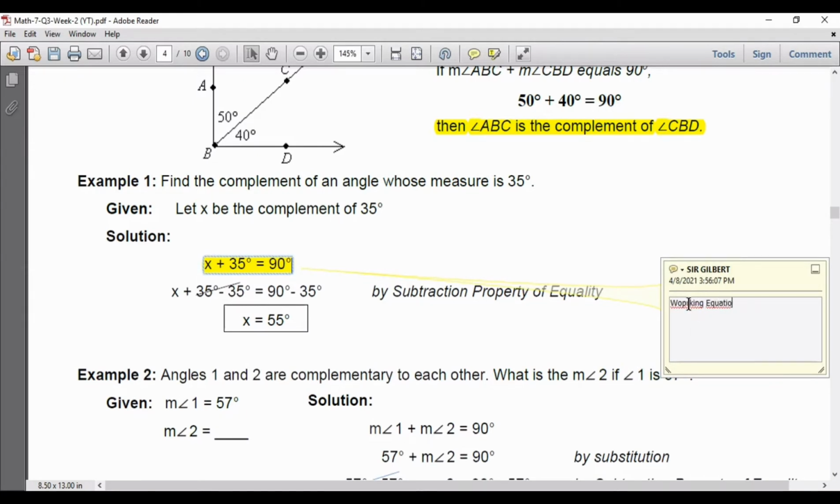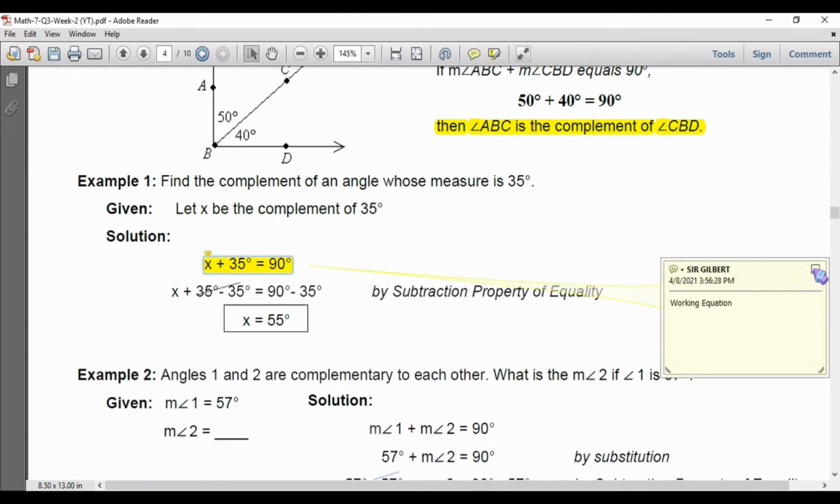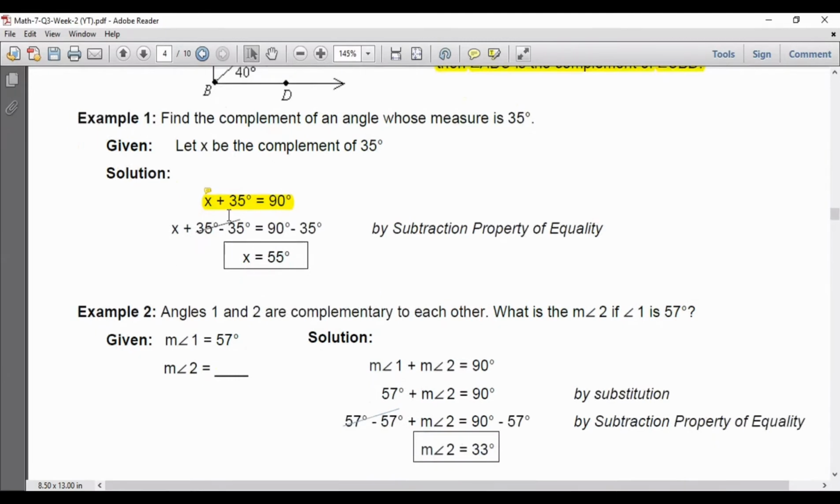Do you still remember in our algebra, we have what we call a working equation as we go through problems involving algebraic expressions, equations, and inequalities. So, working equation. How do we solve this equation?